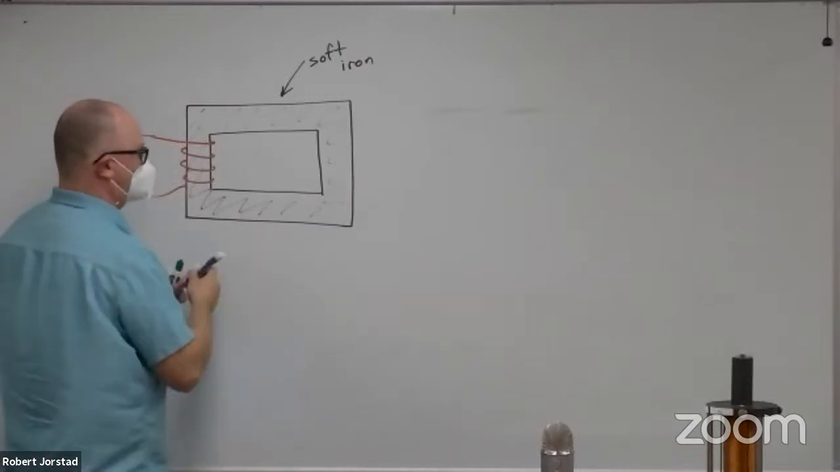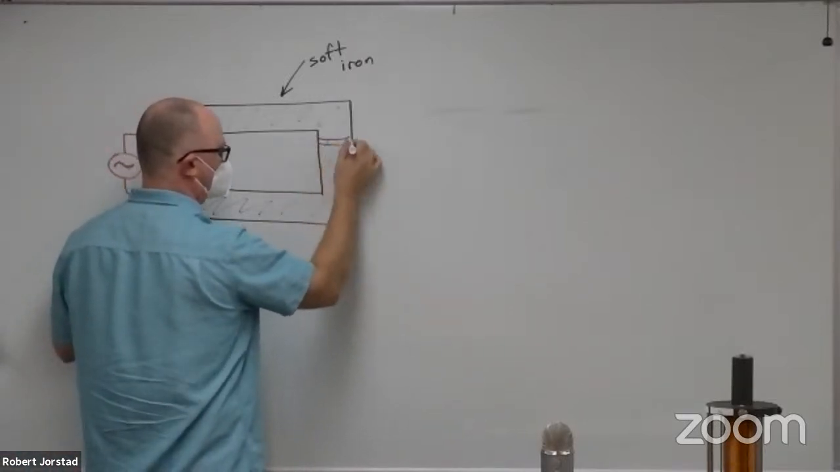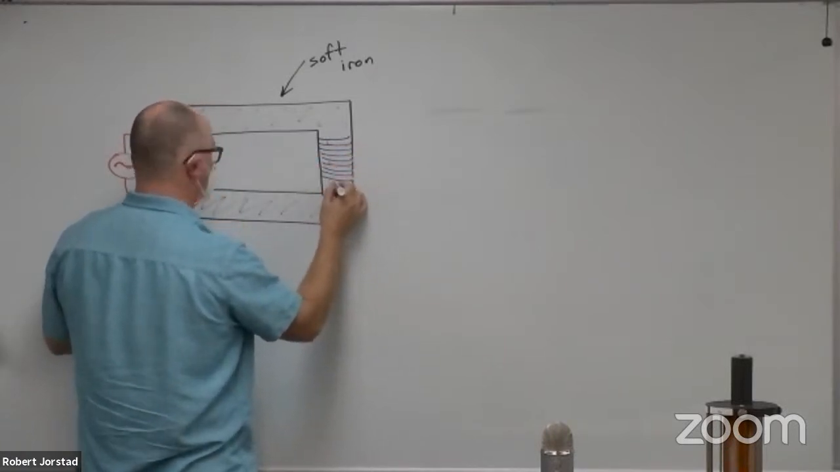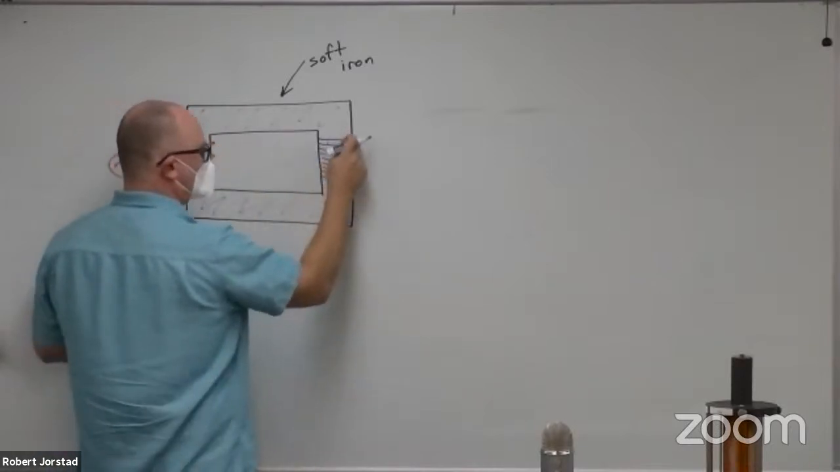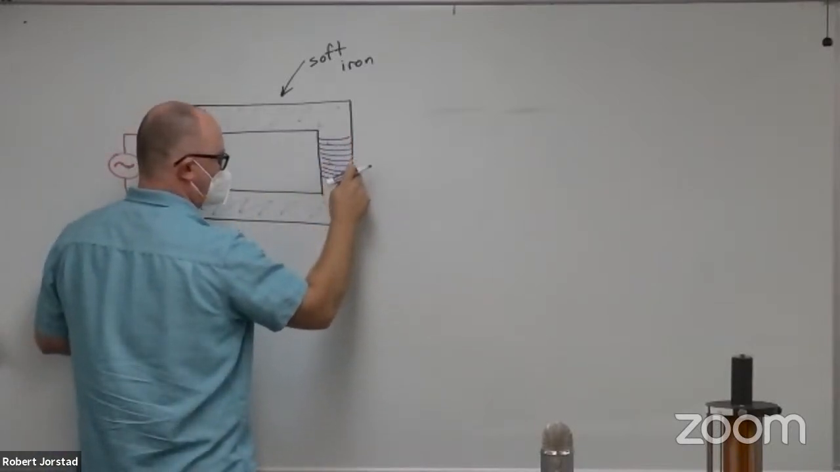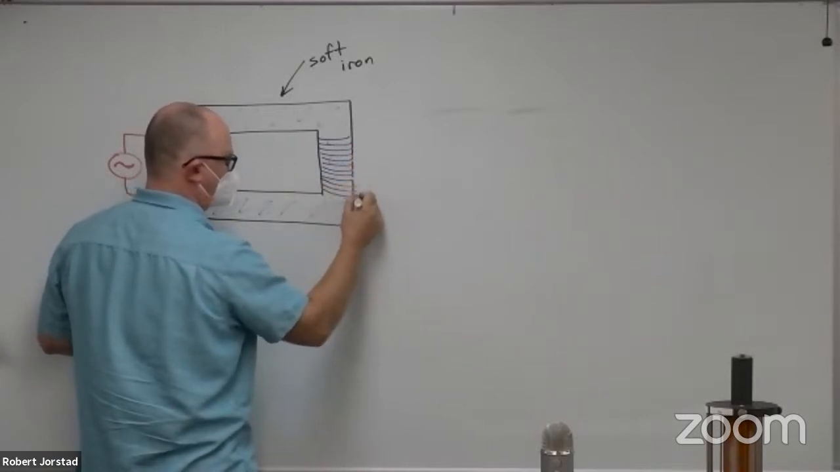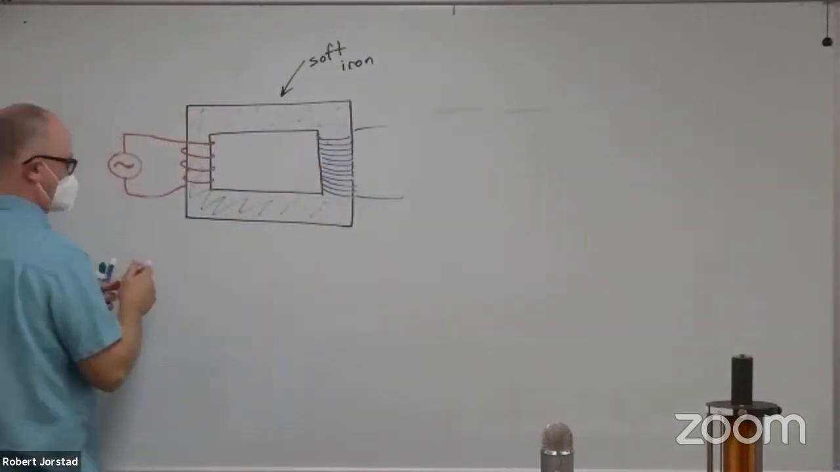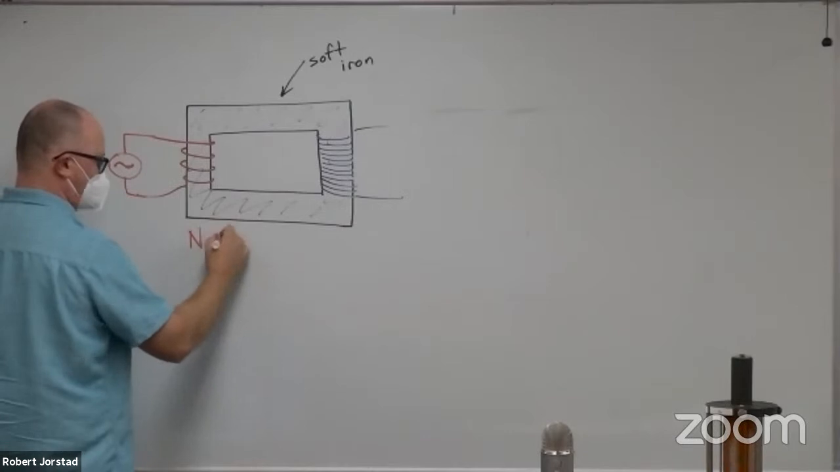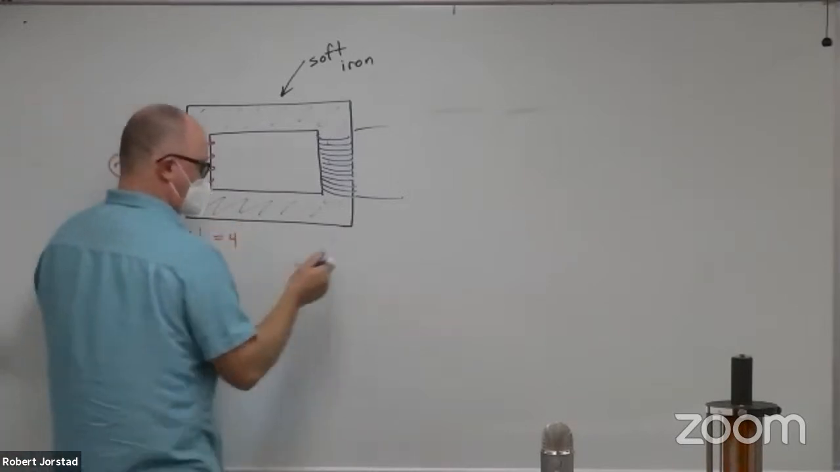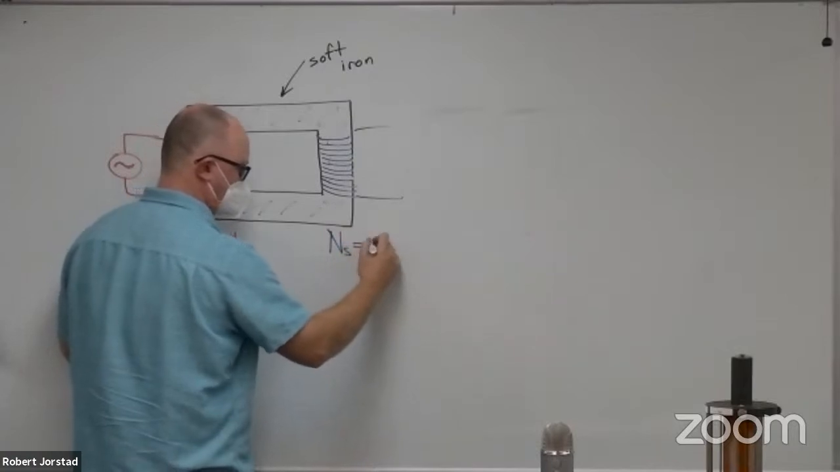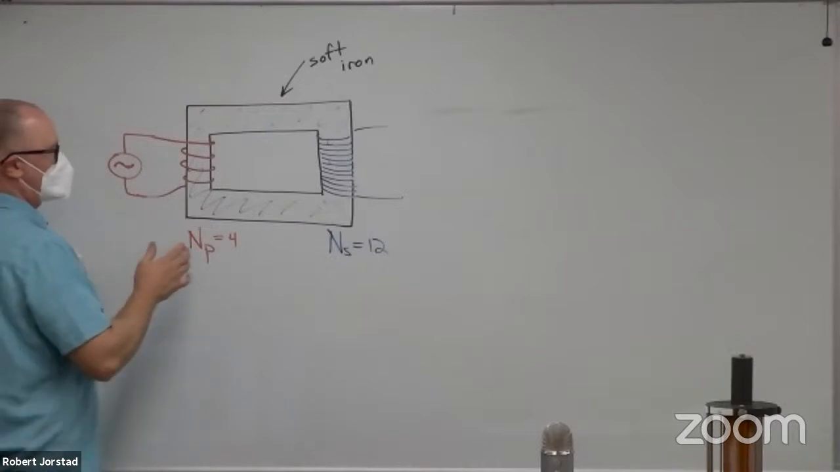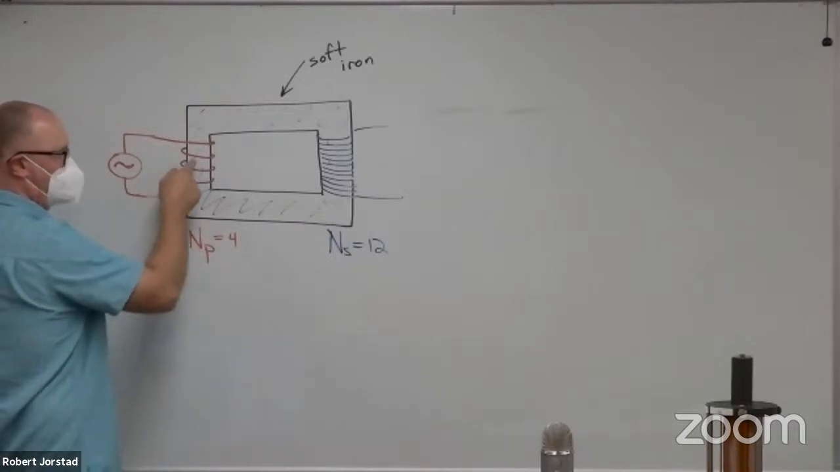And what I could do is I could come over here and wrap another coil. One, two, three, four, five, six, seven, eight, nine, ten, eleven, twelve. The idea is I could have 12 turns here. So in this particular example, let's say the number of turns for the primary equals 4, and the number for the secondary equals 12.